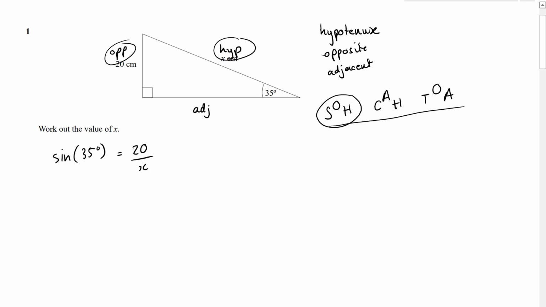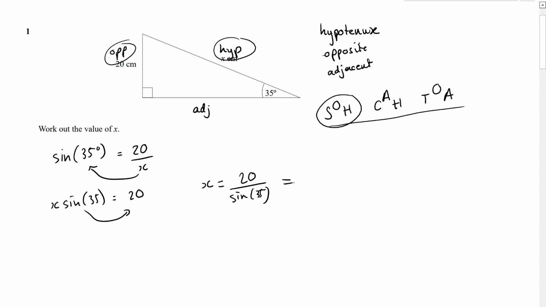Now that we've got this equation, we're just going to solve it. We need to make x the subject. So we're going to move x to this side by multiplying it. Since it's divided by x on the right hand side, it has to be multiplied by x on the left hand side. So x times sine of 35 must be equal to 20. Then in order to get just x, we need to move the sine 35 to the other side. So x must be equal to 20 divided by sine of 35. And that's going to be your answer.